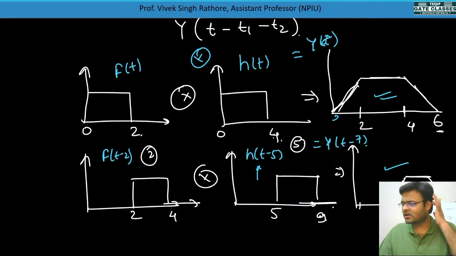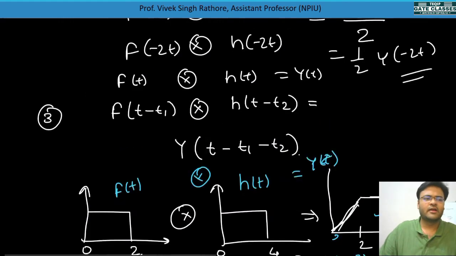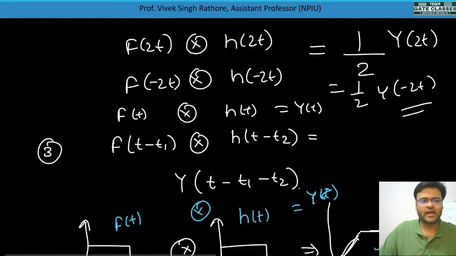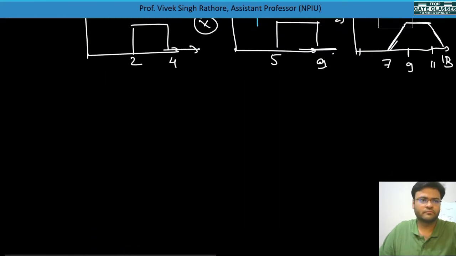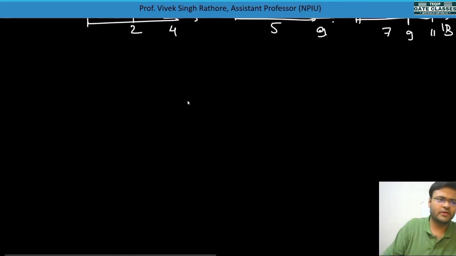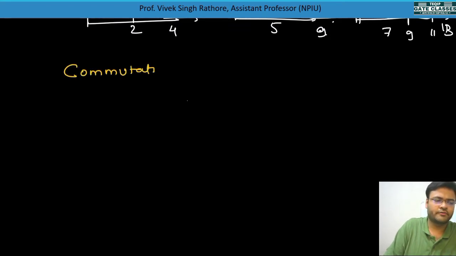So this is the third property which I was telling, after time scaling and then time reversal. Now we'll see some other properties: what are commutative, associative and distributive properties. So we'll talk about the commutative property first.